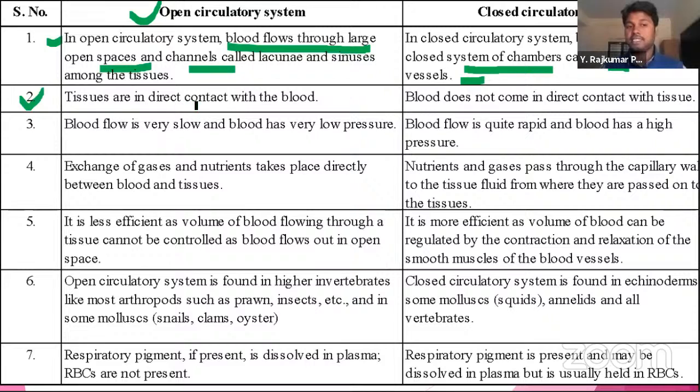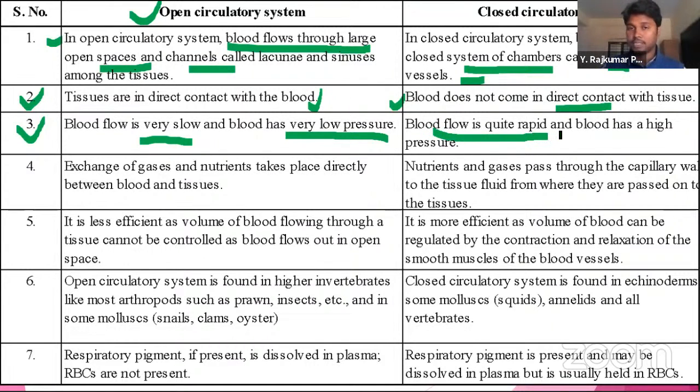Second point, tissues are in direct contact with the blood. So there is no blood vessel which is intermediate. Directly, the blood is in direct contact with the tissues. But in the closed circulatory system, there is no direct contact. There is a blood vessel in between. Blood flow is very slow in the open circulatory system and it has very low pressure. Since there is no tubular structure, pressure also will be so less. Since the tubular structure exists in the closed circulatory system, you can see blood flow is quite rapid. It flows very fast and the blood has high pressure.